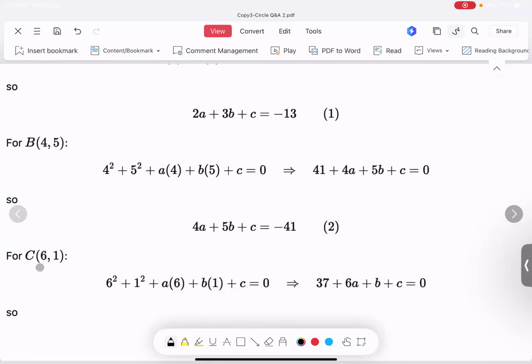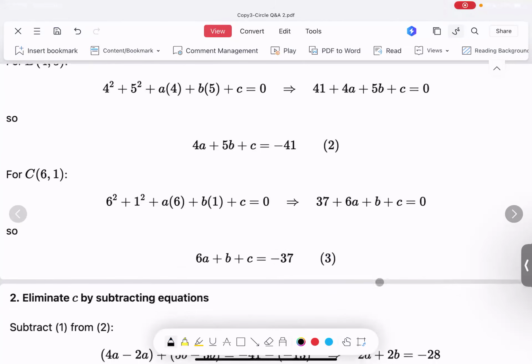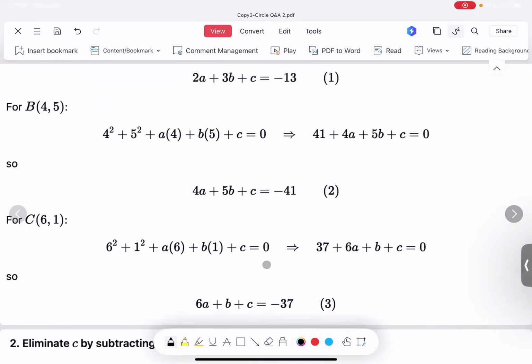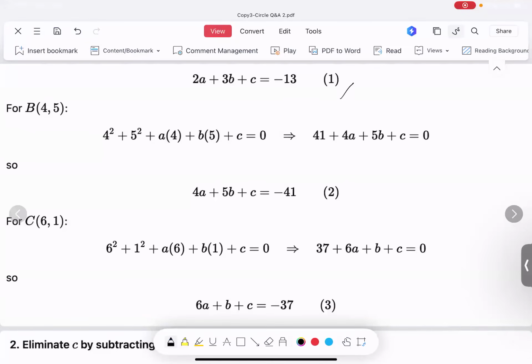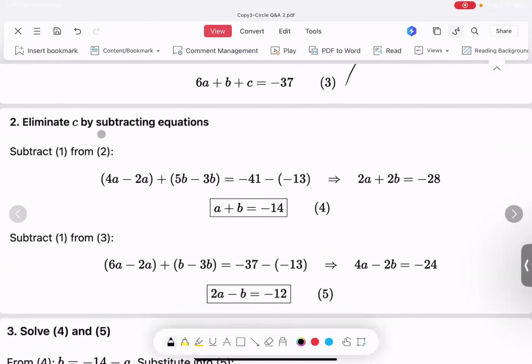Continue to do the same thing to your third coordinate. You also substitute and then you get this equation. Now, you have your third equation. Finally, you are able to generate 1, 2, 3. After that, we use this method, eliminate C by substituting equation. Okay, subtract 1 from 2, you get new equation number 4. Subtract 1 from 3, you get 5, this new equation.